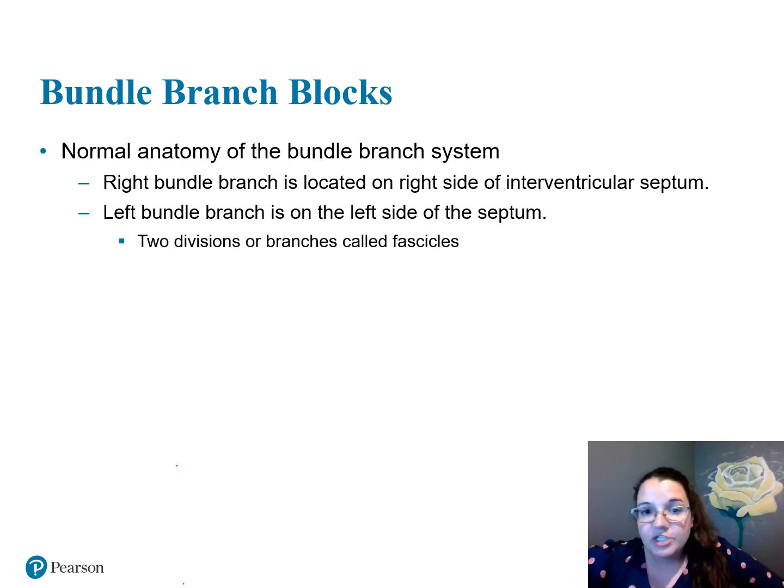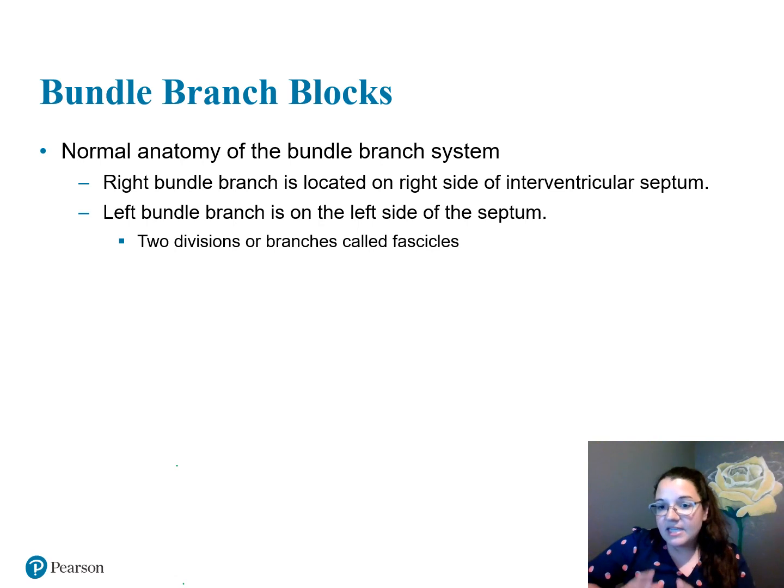So you're going to have the right bundle branch, which is located on the right side of your interventricular septum. And you're going to have your left bundle branch, which is on the left side of the septum. The left branch has two divisions called fascicles. Okay, so you need to know that when we get to hemiblocks. So your bundle branches, again, we're in the ventricles, we're housed in the septum, and it is separated into right and left branches. Your right branch is on the right side of the interventricular septum, and your left branch is on the left side of the septum, but has two divisions called fascicles.